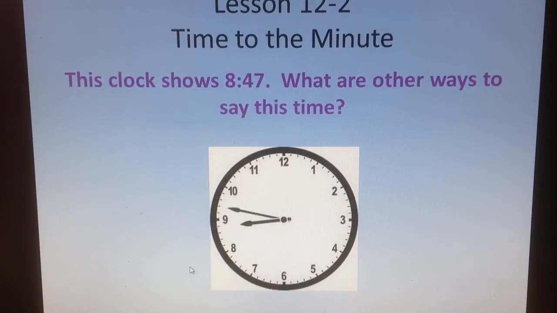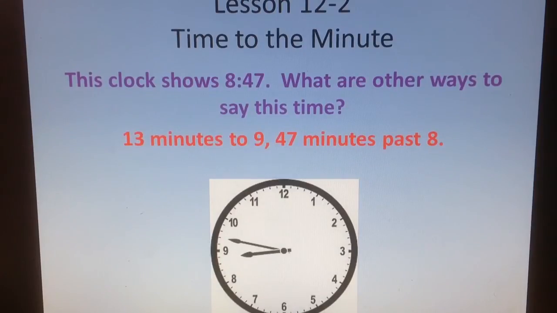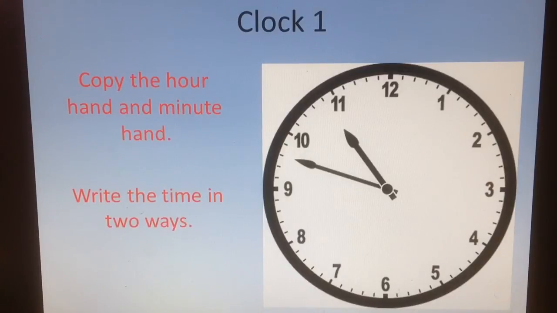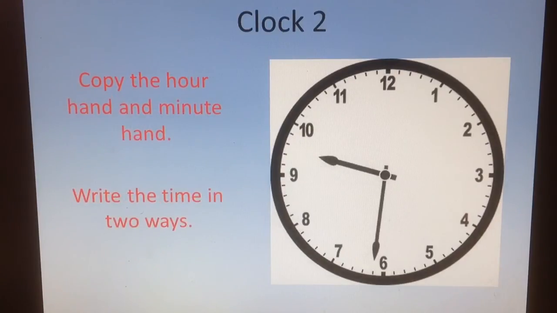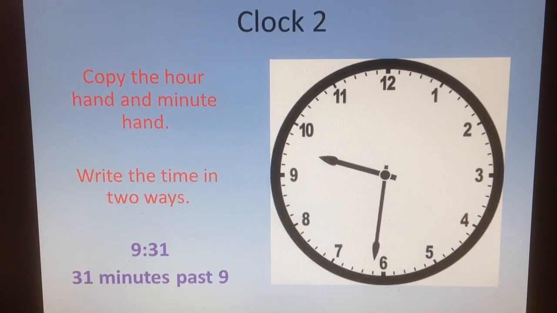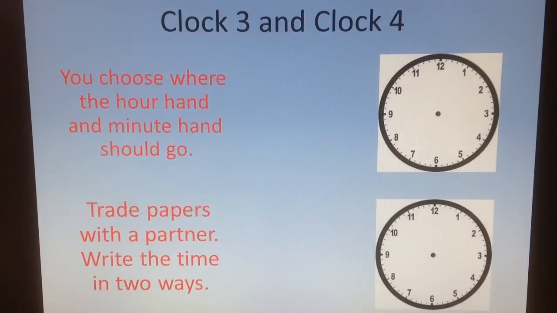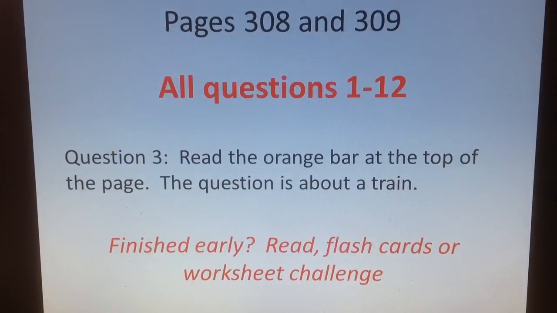2 other ways to say this time. 13 minutes to 9 or 47 minutes past 8. We practice with a few more clocks. And brainstorm at least 3 ideas with your buddy about why people. And that was it for today.